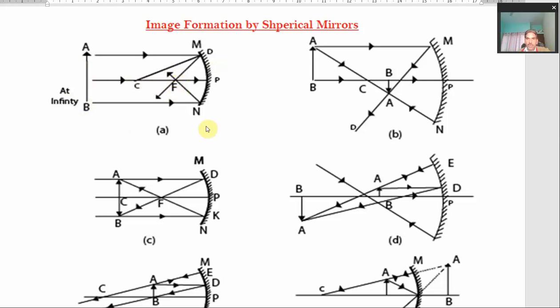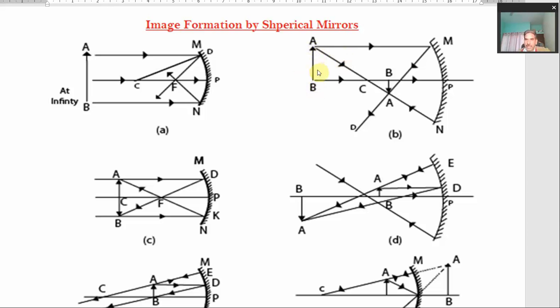In a similar way, we can decide the location, the size and the nature of the image formed in all other cases. So the second case is that now the object is lying at some finite distance, but still beyond C. The object is not at infinity now, it is at some finite distance which can be measured, still beyond C. So in order to draw the ray diagram for the image formation, we need to draw only two light rays coming from the topmost point of the object AB.